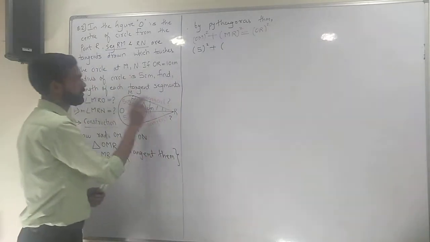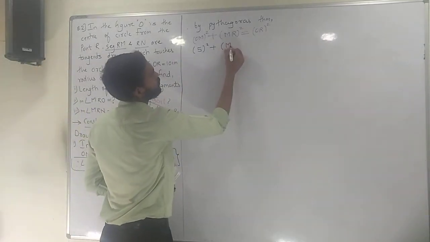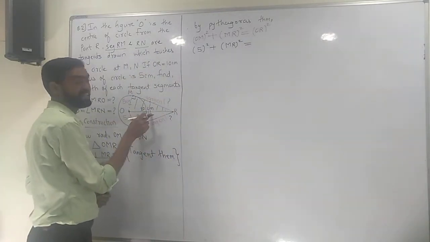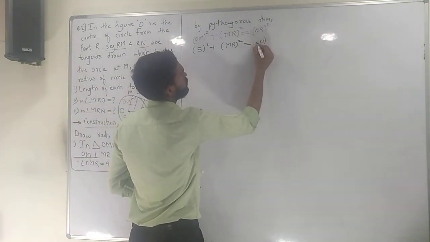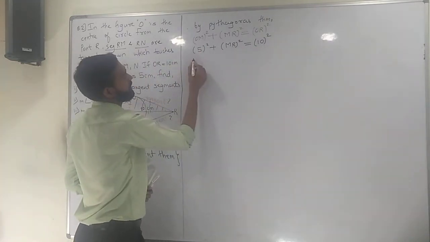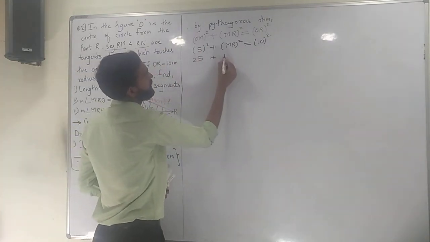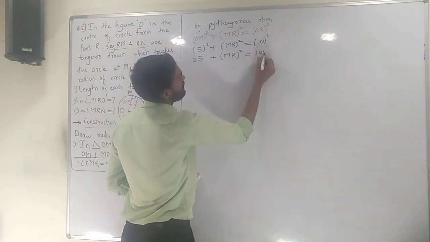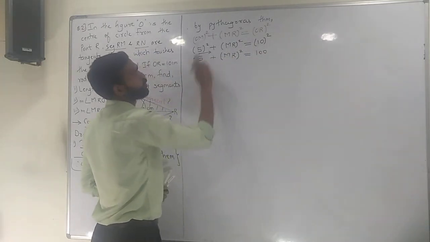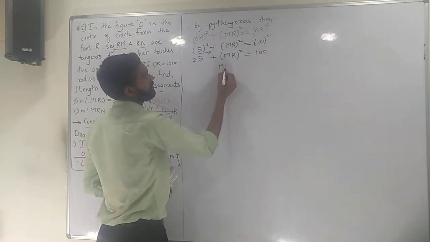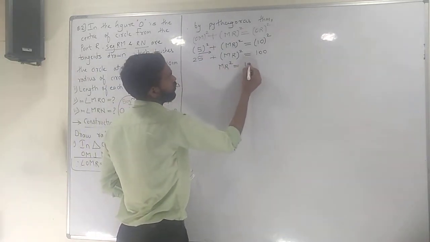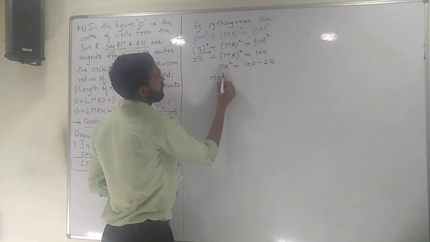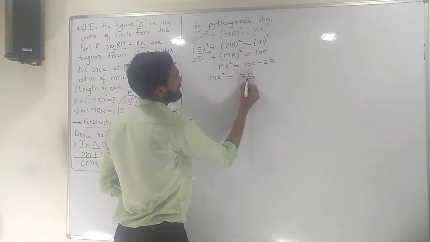Do we know MR? No, MR we don't know. So we'll keep MR as it is. Do we have OR? Yes, it is 10 centimeter. So square. Now square of 5 is 25. MR we don't know, so we'll keep it as it is. Square of 10 is 100. Now next step, 25 will move that side. So MR square is equal to 100 minus 25. So we will get MR square is equal to 75.